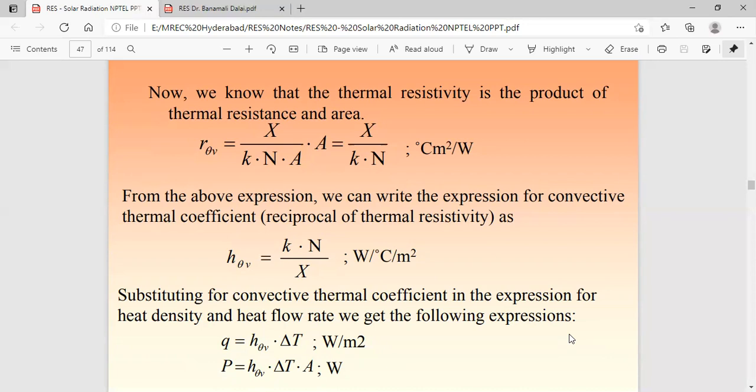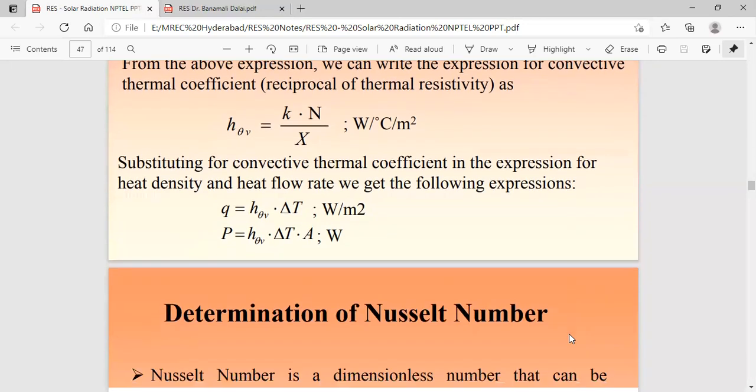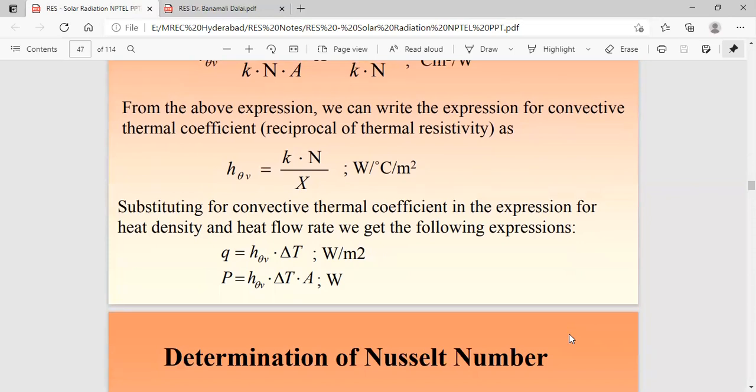Substituting for the convective thermal coefficient in the expressions for heat density and heat flow rate, we get the following expressions. Q equal to h theta V into del T in watts per meter square. P equal to h theta V into del T into A in watts.